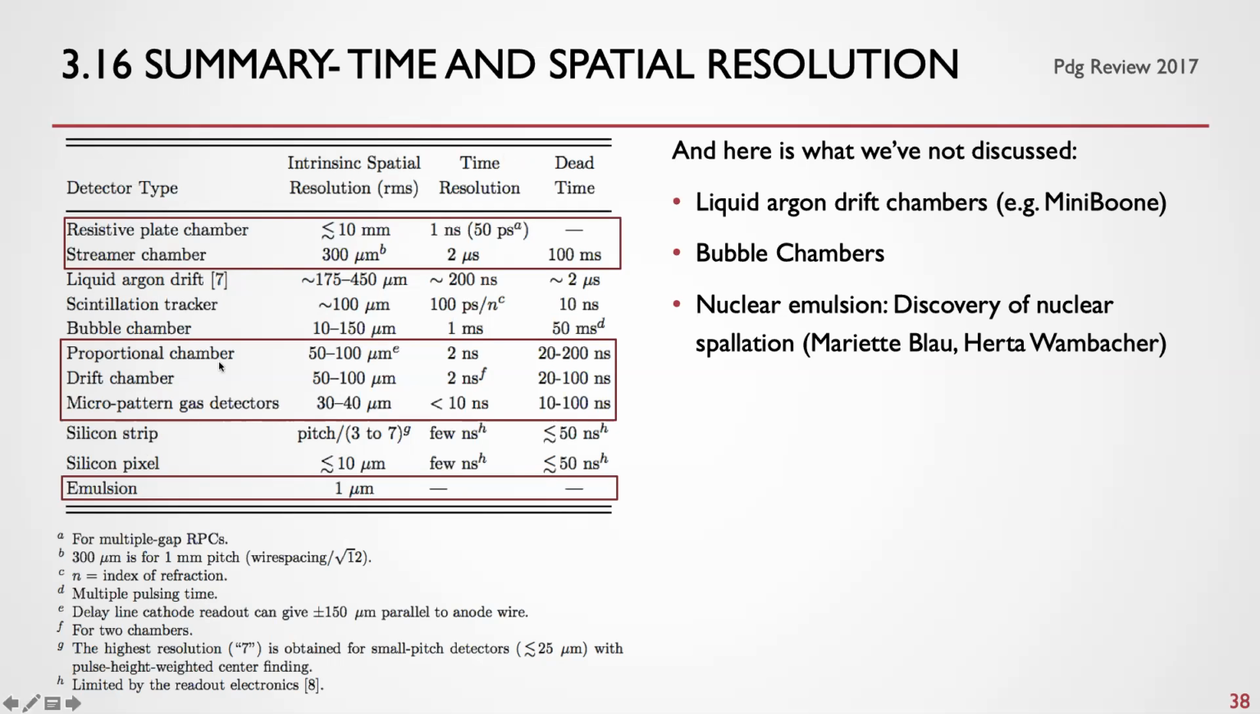The proportional, the drift, and the micro pattern chambers do much better. In particular, the micro pattern chambers do much better in spatial resolution. So they are the tool of choice if high spatial resolution is required, for example, for tracking. Otherwise, the timing resolution is in the nanosecond regime.